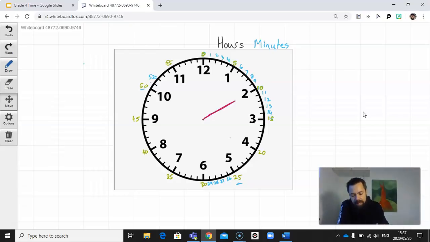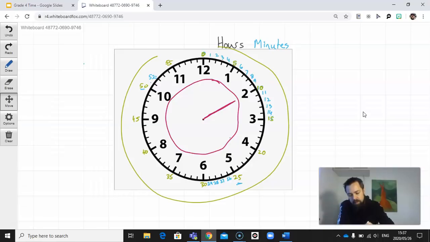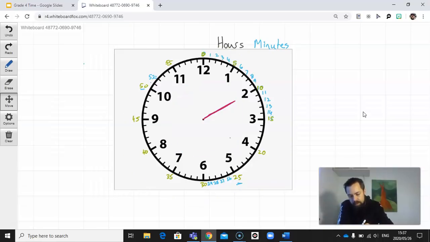So when we're looking at the hours, we read the inside numbers. When we're looking at the minutes, we read the outside numbers. I think that's very important to know that. Okay, that's the first thing.